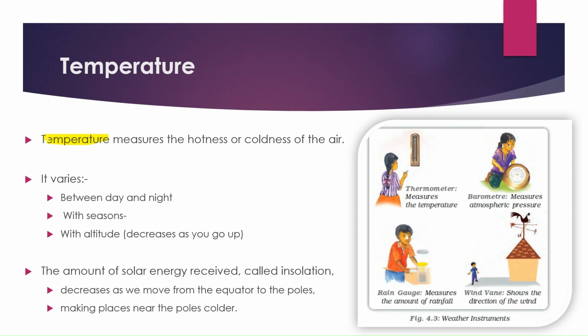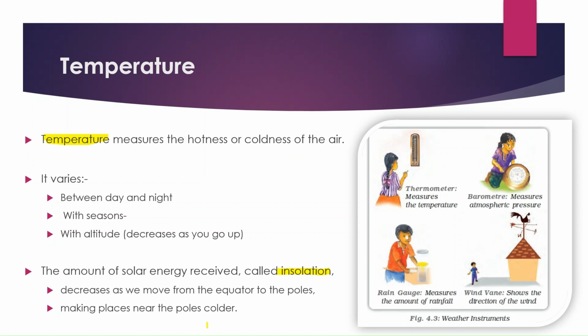It can change between day and night and from season to season. So the temperature varies from day and night, with seasons and with altitude. As we go up, the temperature starts decreasing, and the amount of solar energy received is known as insolation. It decreases as we move from equator to poles, making places near the poles colder.